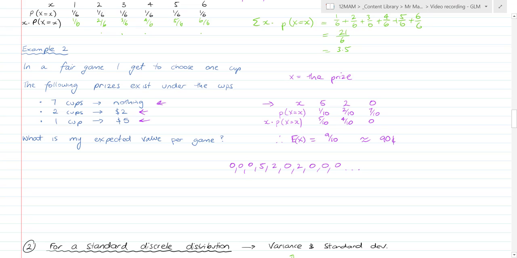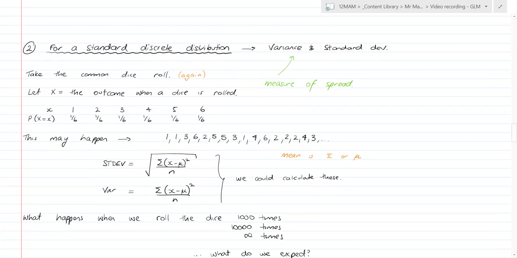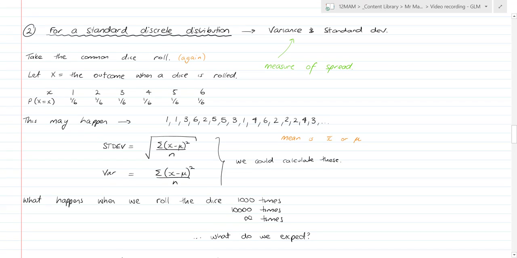And I might carry on and just talk to you about variance, but this is a little bit trickier and it's going to take a little bit longer, so you'll need to be patient. So here we go. For a standard discrete distribution, let's talk about the variance and the standard deviation. So we can take that common dice roll, the same as before. The outcomes are 1, 2, 3, 4, 5, 6, and the probabilities are all uniform at 1/6.